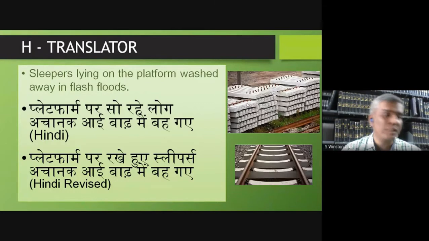These sleepers are actually not people who are sleeping or lying down and taking rest or spending their night on the platform. These are sleepers, these wooden logs, if you know, that are kept under the rail. In a rail, you will see a lot of these jelly stones, and then the parallel tracks going on, and below that you will see all this, line in line.